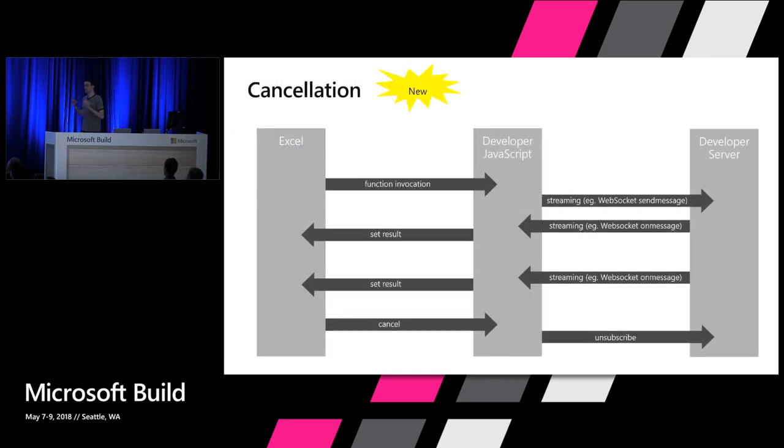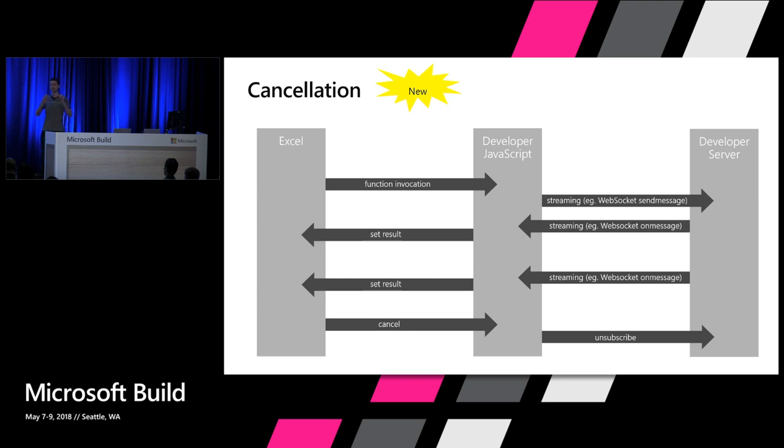This is another new feature since the preview: the ability to cancel your function. This applies to asynchronous and to streaming functions. It's not something that you trigger. Cancellation is something the user triggers, of course, when they delete a cell. But there are other times cancellation happens as well. It might happen when you change one of the parameters for an existing function, because then the existing set of parameters is no longer valid.